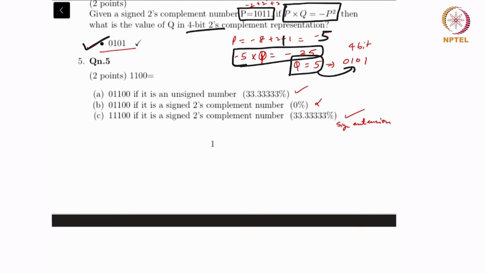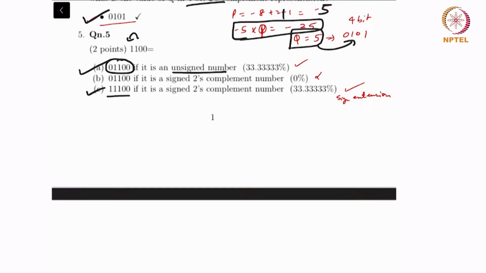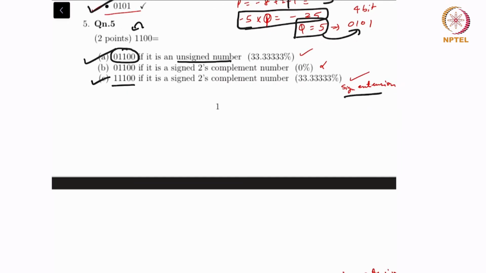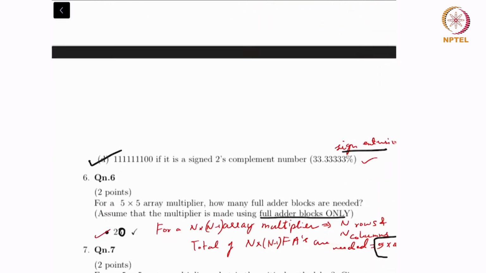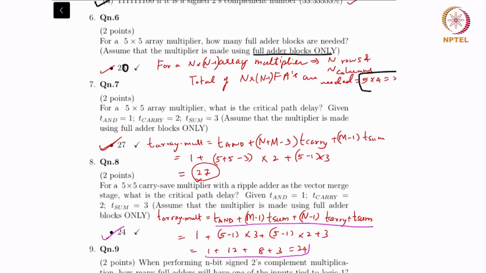Question 5. 1100. If represented in unsigned notation, all that you will do is 01100 is the right answer as shown here, which is option A. And in 2's complement notation, what you can do is you can sign extend beyond it on the left side, right? So hence option C and option D are both right. Both are sign extended versions of 1100. Okay. Moving on to question 6.